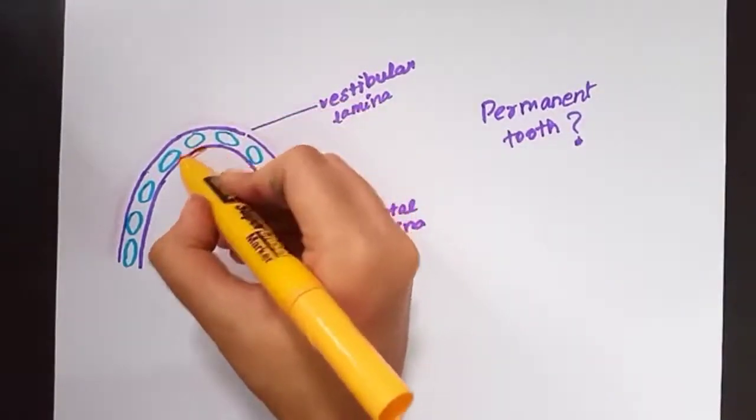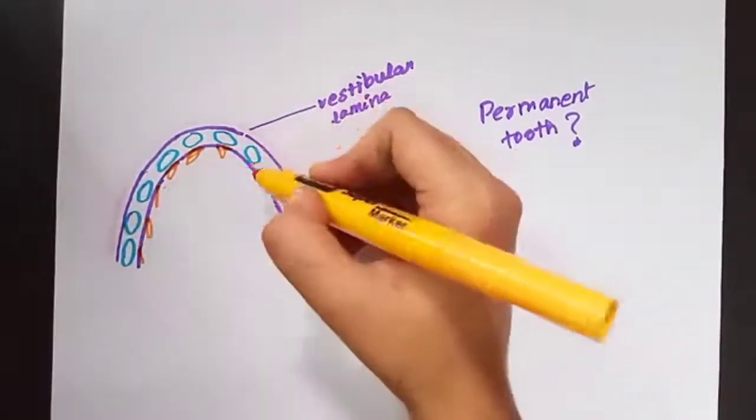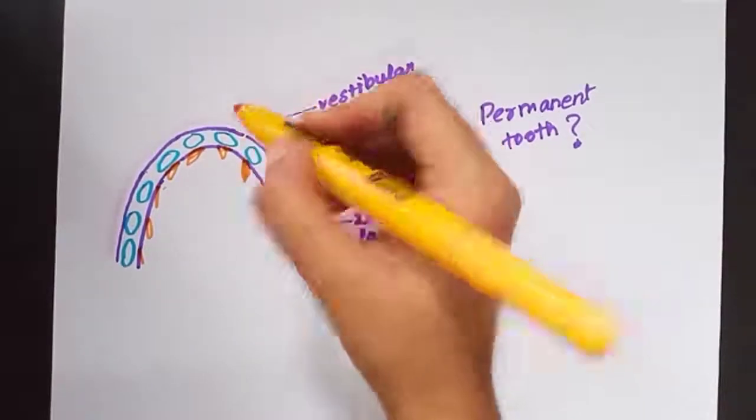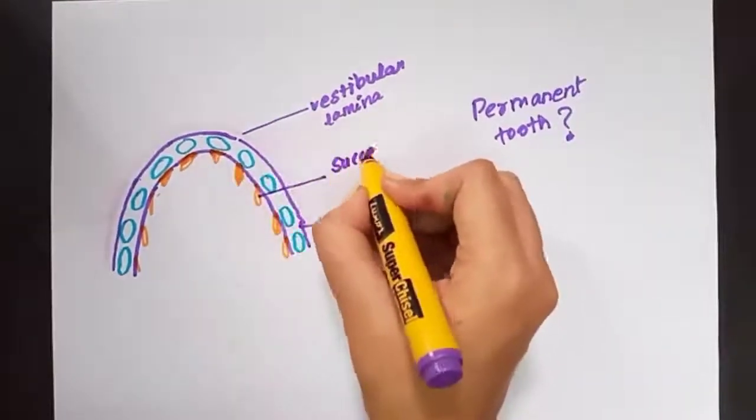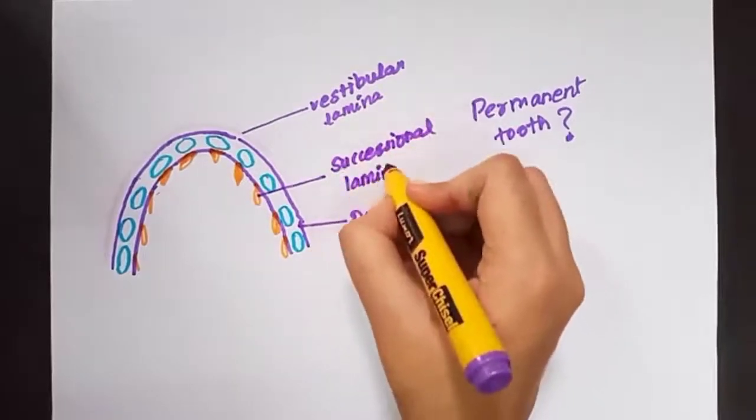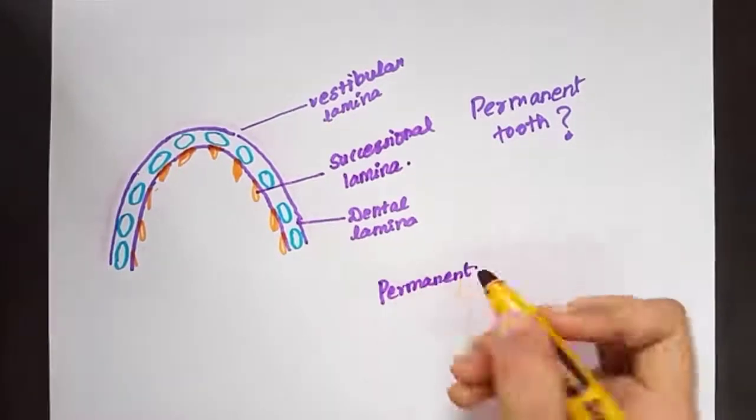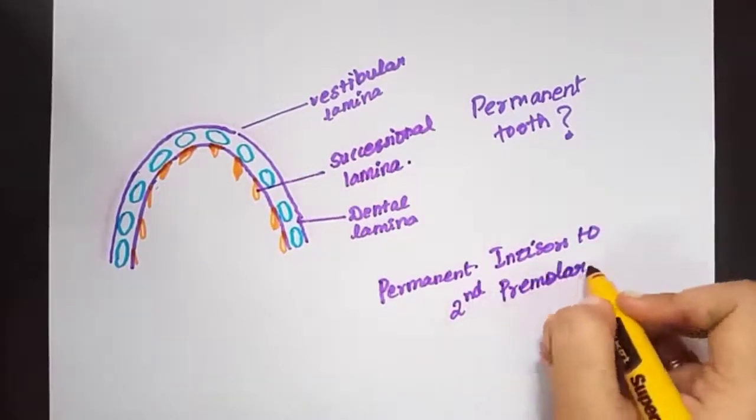Permanent teeth develop from a lingual extension of the free end of the dental lamina, as you can see, just opposite to the enamel organ of the deciduous teeth, which means we have nearly 10 lingual extensions at the lower jaw and 10 lingual extensions at the upper jaw, just opposite to the deciduous enamel organ. This lingual extension of the dental lamina is called successional lamina, and we should know that from permanent incisors to second premolar, all these teeth develop from this lingual extension of the dental lamina called successional lamina.